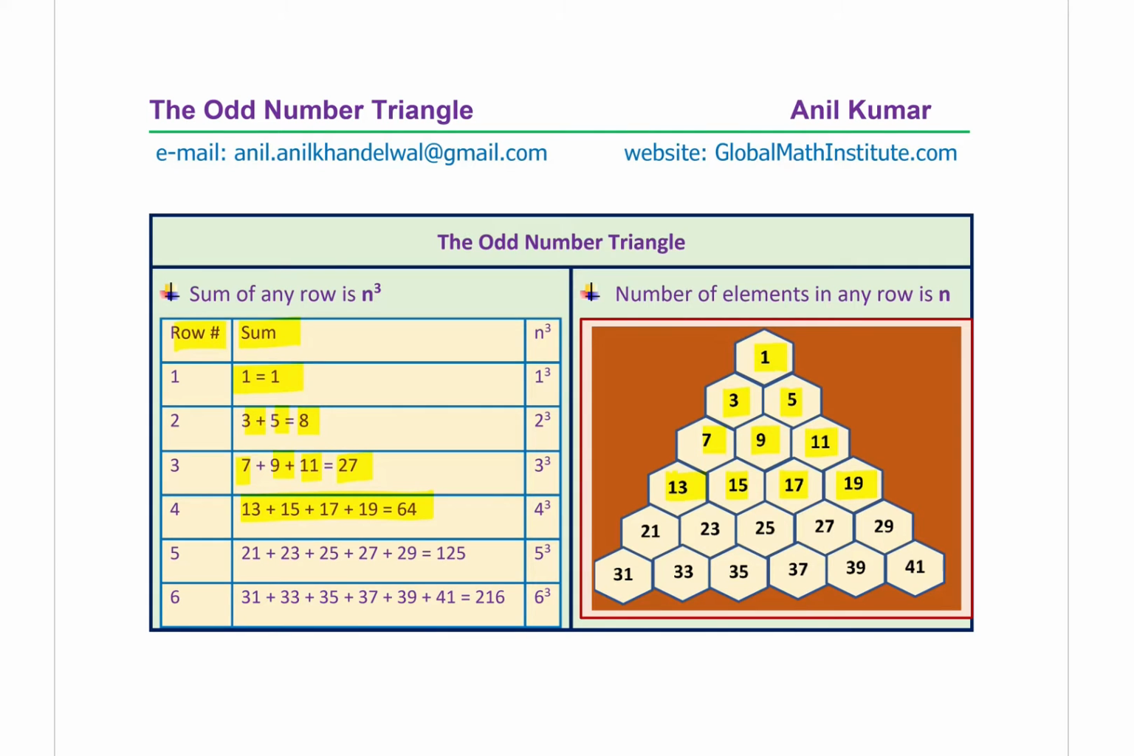Do you notice some pattern here? 1 is 1 cube, 8 is 2 cube, 27 is 3 cube, and 4 cube is 64. So that means what we notice here is that the sum is n cube, correct? So that is the rule which we can check moving forward. So that becomes our rule now.